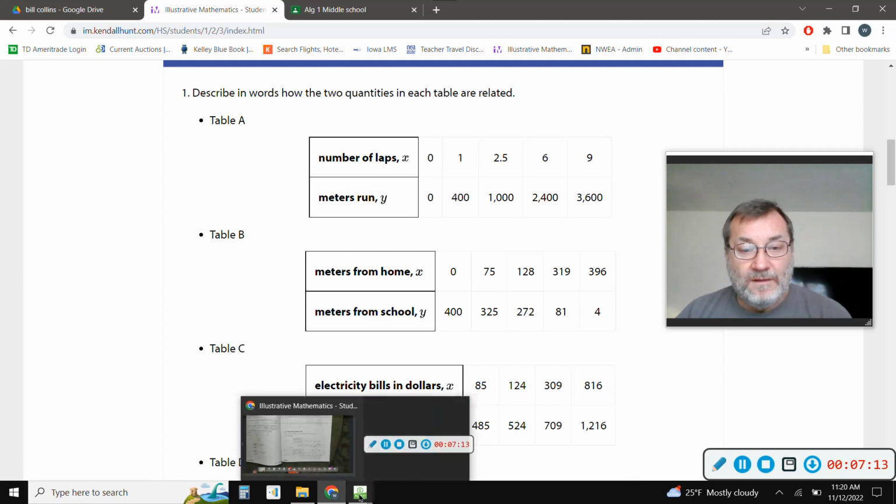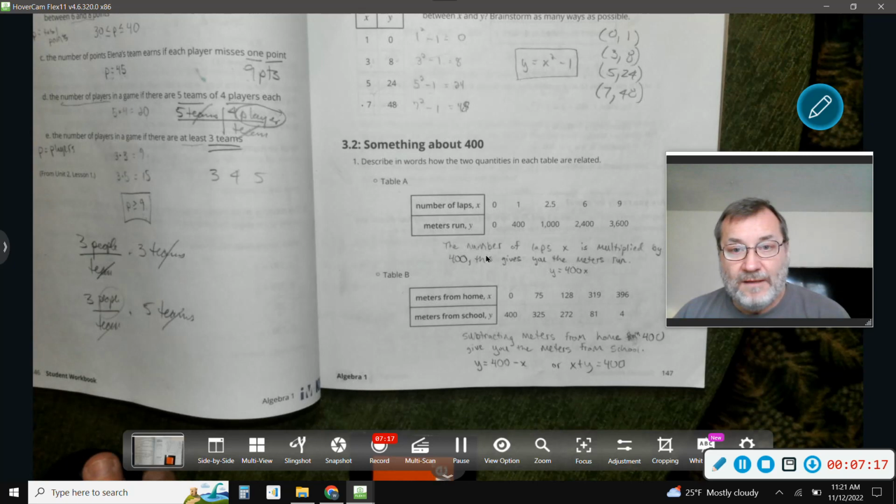All right. So let's go and look at that real quick. That's when the number of laps x is multiplied by 400. This gives you the meters run. So the y value right here equals 400 times whatever the x value is. So that's what's going on with this one. All right, let's look at the next one.